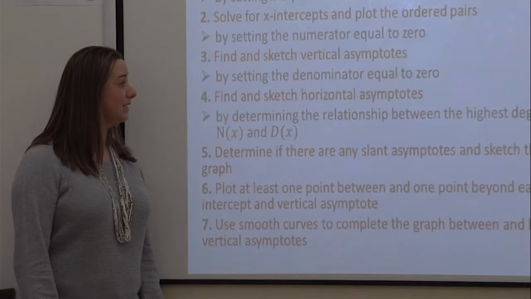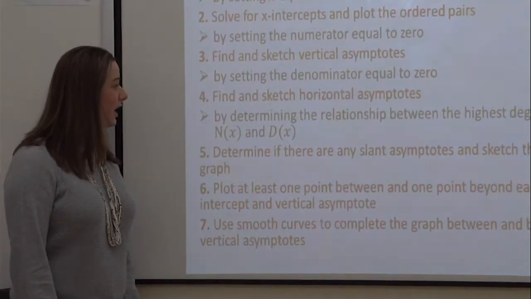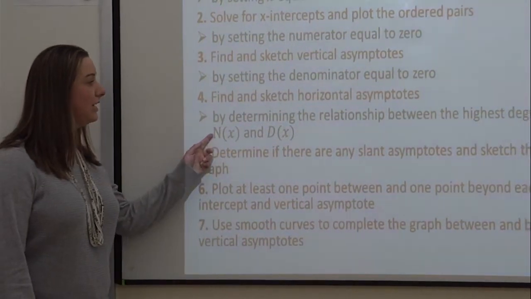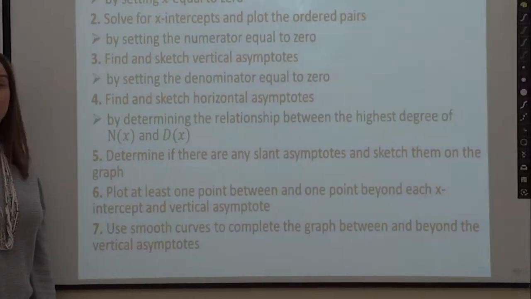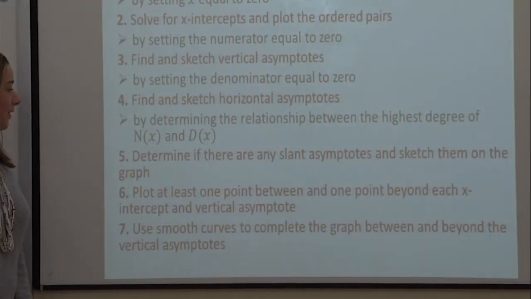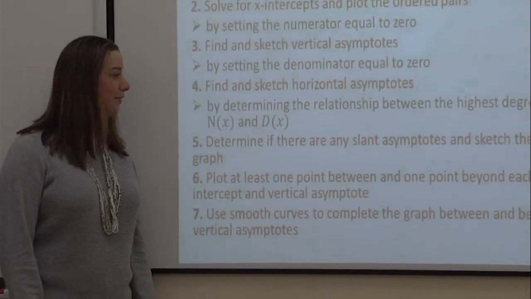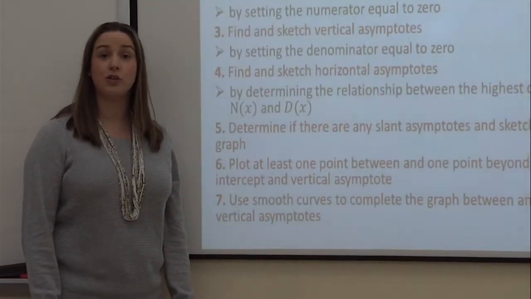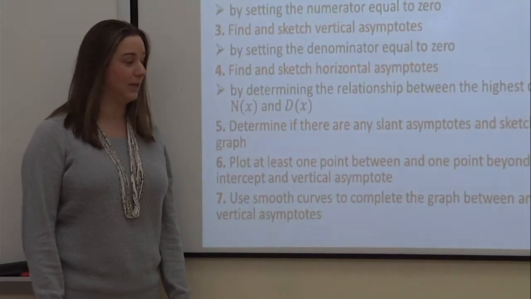Step 4, find and sketch horizontal asymptotes using the rules that we just discussed. And again, it's by determining the relationship between the highest degree of n of x and d of x. Step 5, determine if there are any slant asymptotes and sketch them on the graph. And again, remember, this is when your numerator's highest degree is 1 more than the highest degree of the denominator.